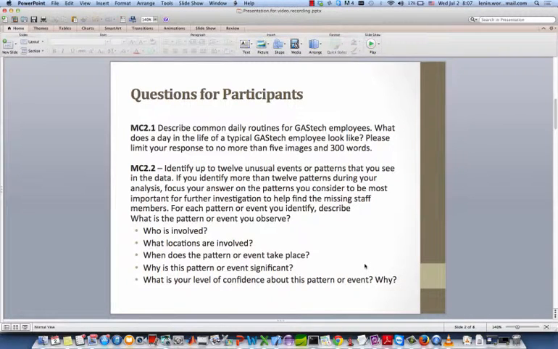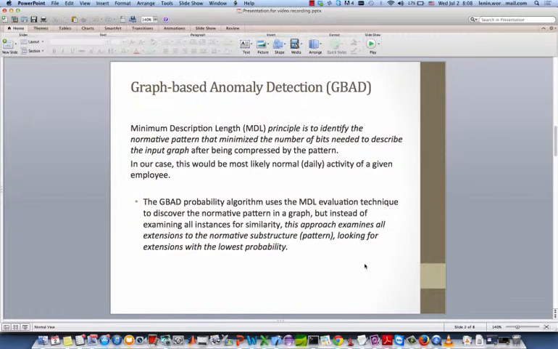We are trying to answer two main questions. First question, how does a day of a typical Gas Tech employee look like? Second question, what are the unusual events that occurred, and also to list the places and people involved with it.